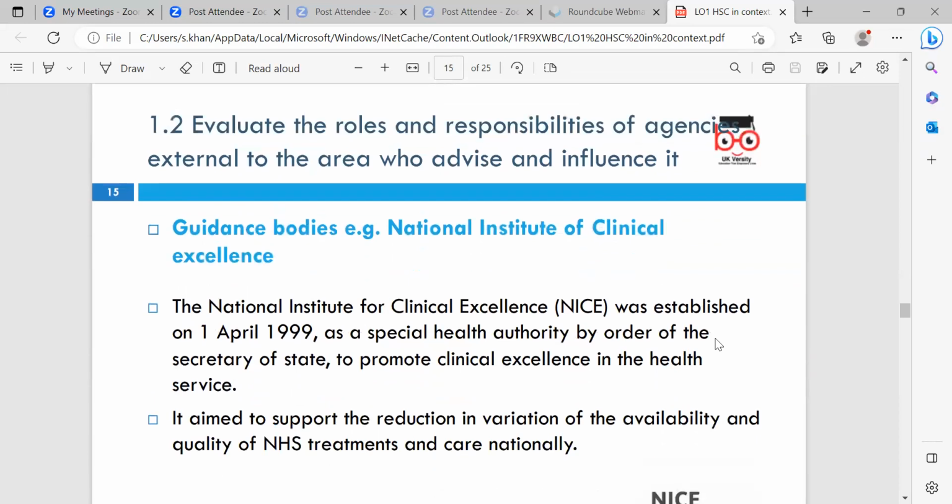1.2, evaluate the roles and responsibilities of agencies external to the area who advise and influence it. For example, guidance bodies are the National Institute for Clinical Excellence. The National Institute for Clinical Excellence was established on 1st of April 1999 as a special health authority by order of the Secretary of State to promote clinical excellence in the health service.